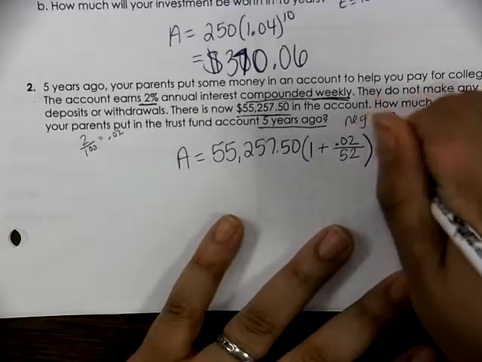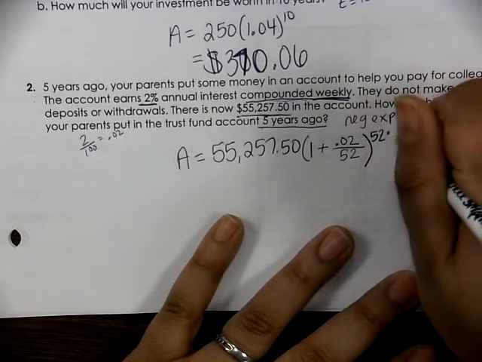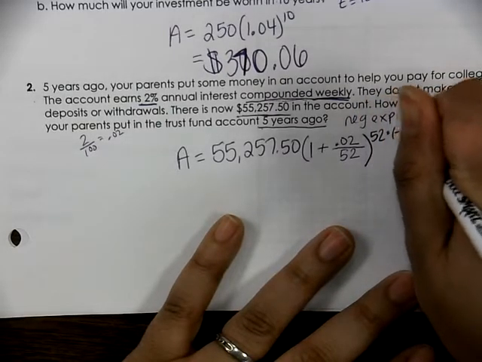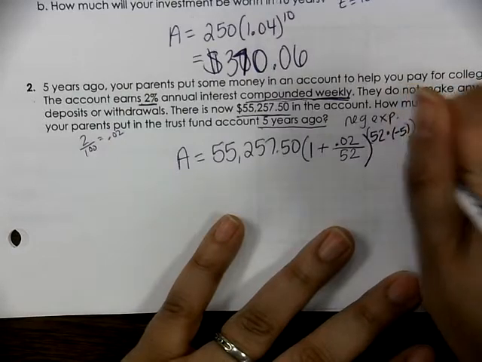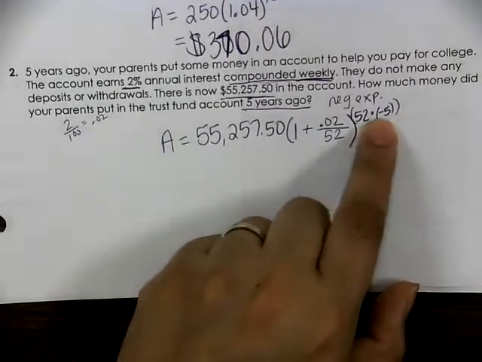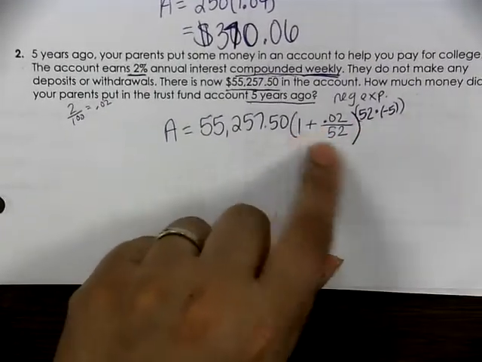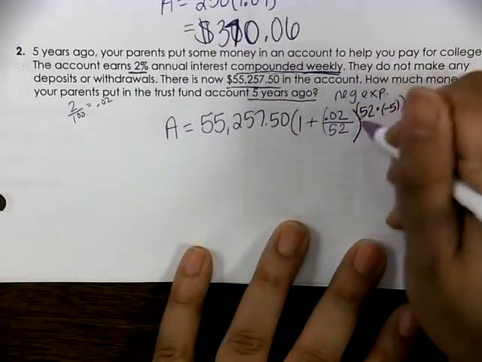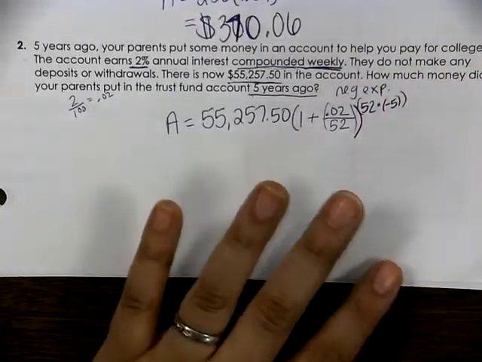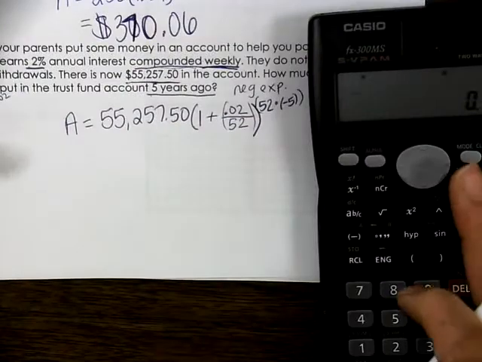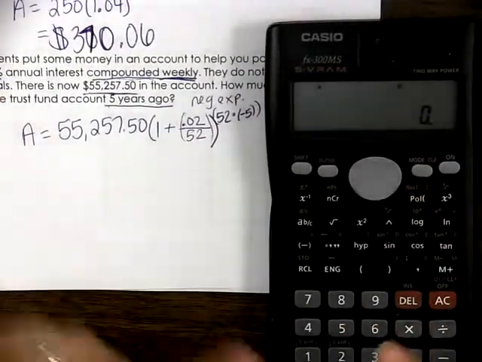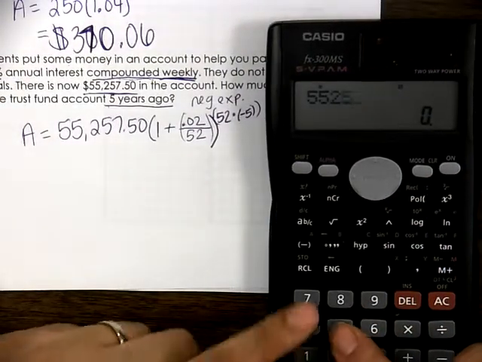So then we keep going. 52 times 5 years ago. So that's a negative 5. And make sure if you're using a scientific calculator, you need this part in parentheses along with this part for the fraction as well. So I'll show you on a scientific calculator, but you could also use a graphing one. So here's how we type this in.